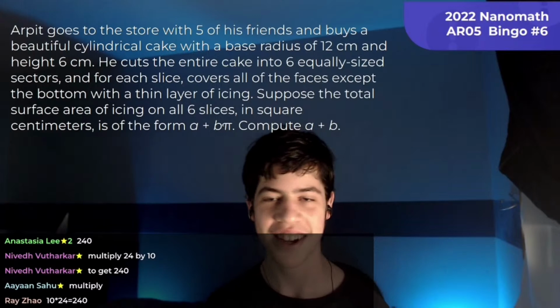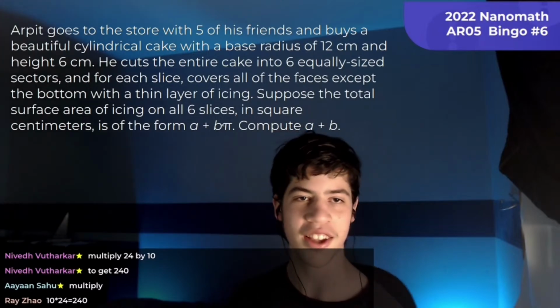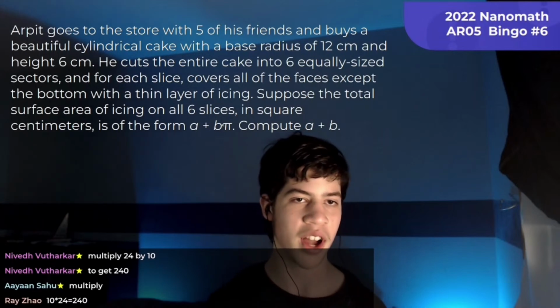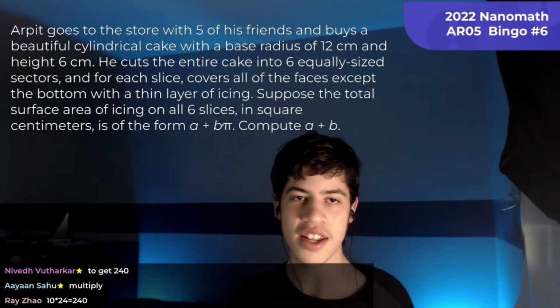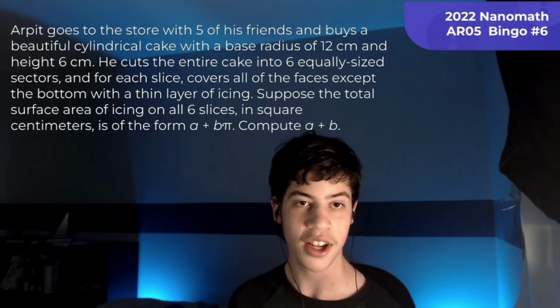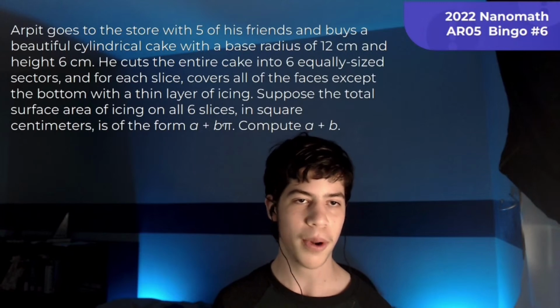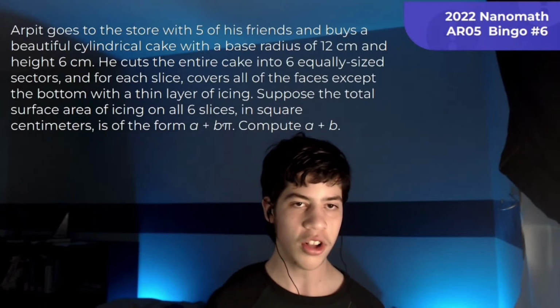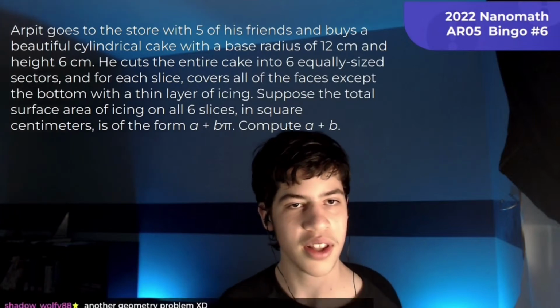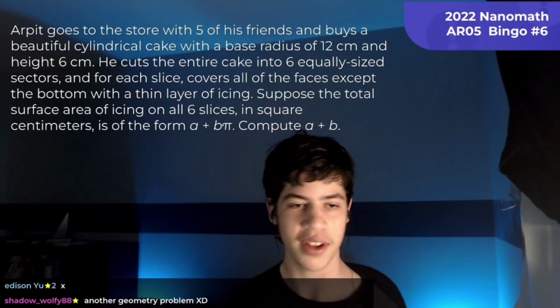So let's do this. Arpit goes to the store with 5 of his friends and buys a beautiful cylindrical cake with a base radius of 12 centimeters and a height of 6 centimeters. He cuts the entire cake into 6 equally sized sectors, and for each slice, covers all faces except the bottom with a thin layer of icing. Suppose the total surface area of icing on all 6 slices, in square centimeters, is of the form a plus b pi. Compute a plus b.